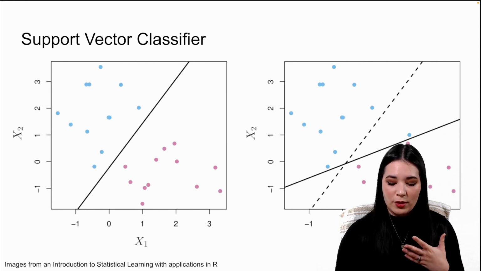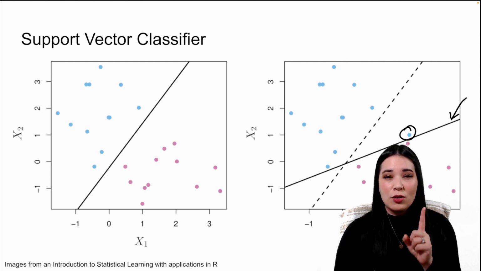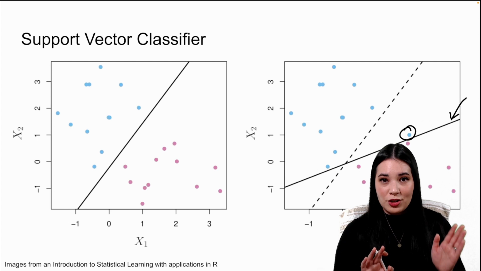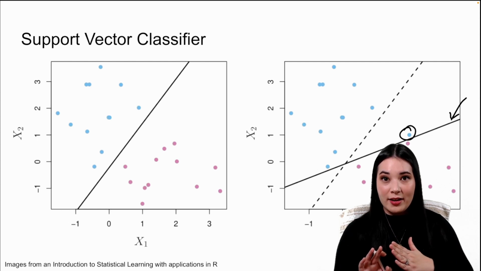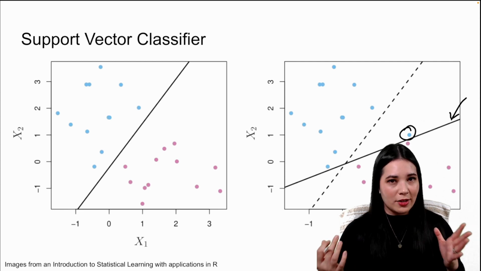For instance, if we look at the classifier on the left compared to the one on the right, we can see that the addition of this single, pretty far out there, maybe outlier point is changing the hyperplane a ton. And maybe we don't want a single point to have that much influence. Enter the support vector classifier.